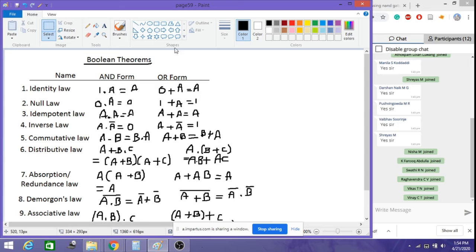Now let us look into the inverse law. Here the inverse law says A into A complement is equal to 0. How is that? For example, if the value of A is 1, then its complement is 0. We have seen before that 1 into 0 is equal to 0 from the AND gate. Now if the value of A is 0, then its complement is 1. Again it is 0. So if one of the inputs is the complement, and you find the product of it, then it will become 0.